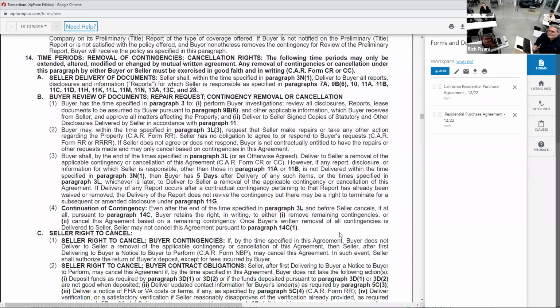Once again, contingencies are not removed unless they're removed in writing. Okay, and then if there's a contingency in place and the buyer is acting in good faith and they don't want to proceed, they can cancel because of that contingency. If there's a problem in the inspection, something they don't like in the inspection, then they can cancel because of the investigative contingency.